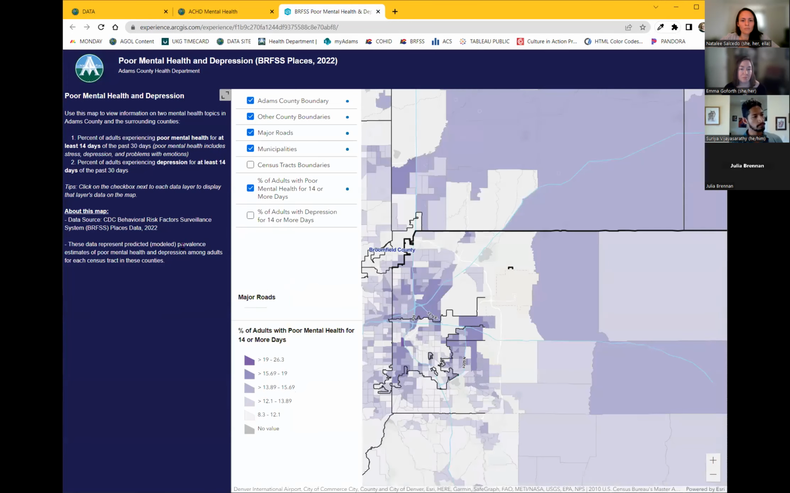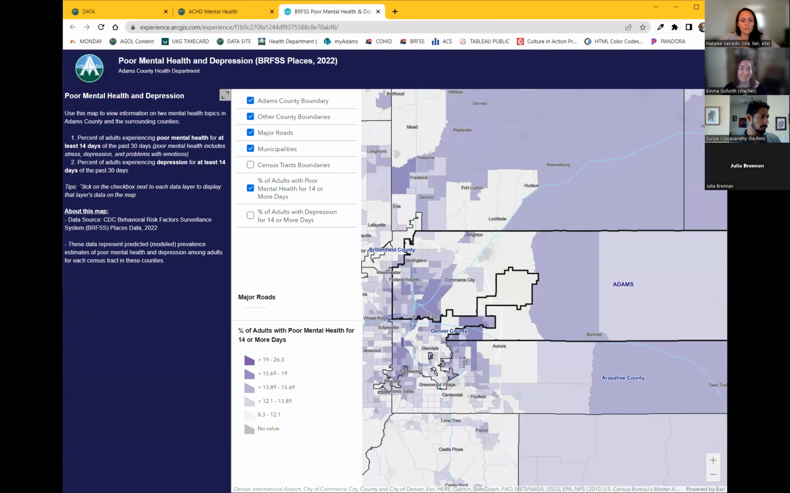And just to orient you, because this may be something new for everyone to see, the sidebar on the left provides more detailed text and information about what you'll see on the map. And we can see that this map has two indicators on it: the percent of adults who experience poor mental health, and then the percent that experience depression for at least 14 days over the past 30 days. And this data comes from the Behavior Risk Factor Surveillance System, which we didn't cover in detail today, but is a survey of adults. And the most recent data we have for that right now is 2022 on this map.